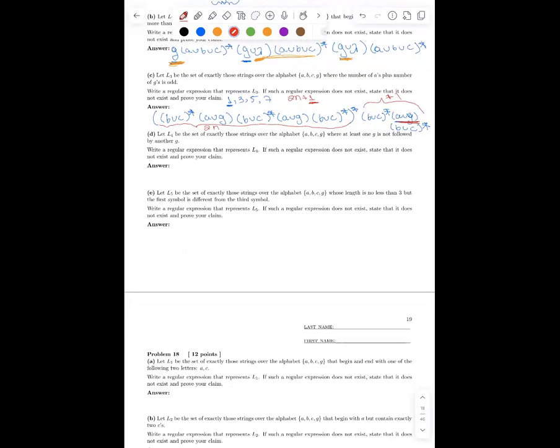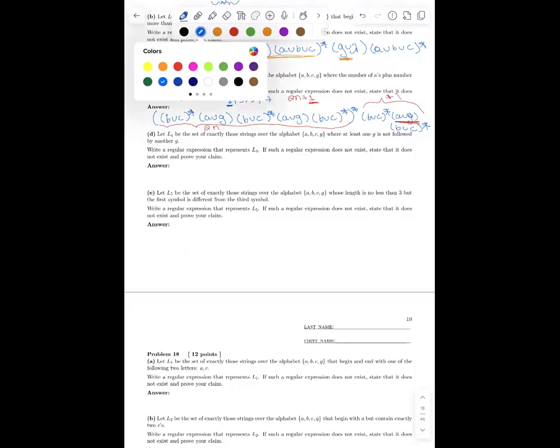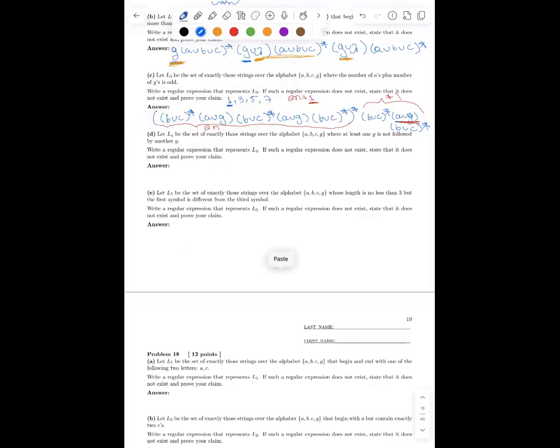Let's finish with D. So on D is let L4 be the set of exactly those strings over the alphabet A, B, C, and G, where at least one G is not followed by another G.